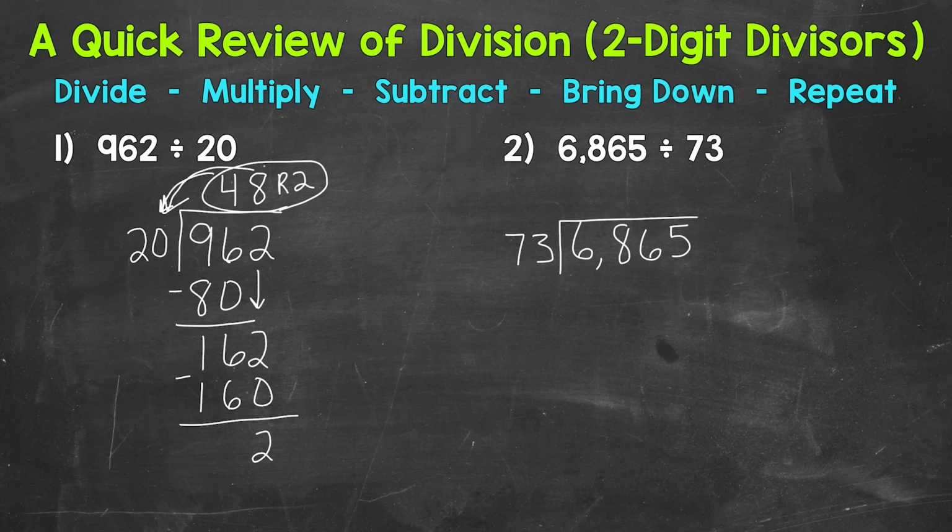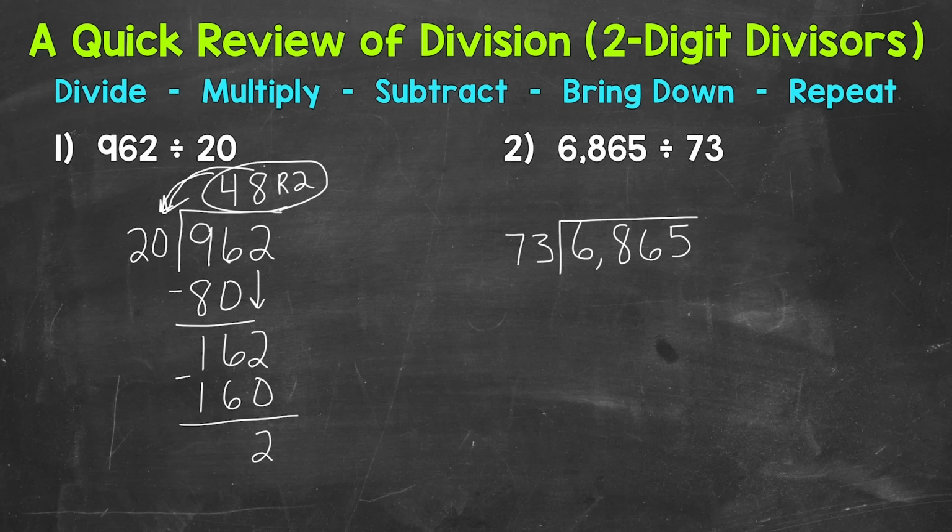So we start with divide. We have 6 divided by 73. How many whole groups of 73 are in 6? We can't do that. So we go to the next digit. We have an 8. So we take a look at 68. How many whole groups of 73 are in 68? We can't do that either. So we need to go to the next digit over, which is another 6. So we have 686 divided by 73.